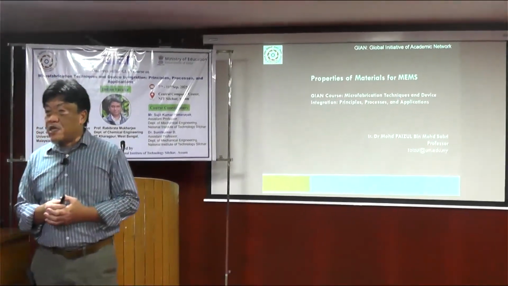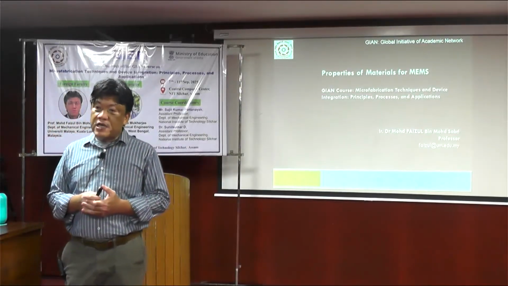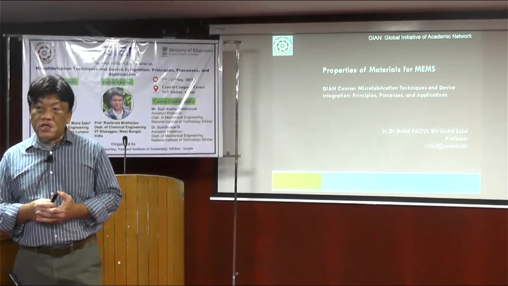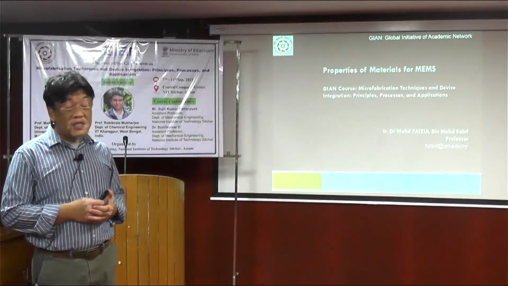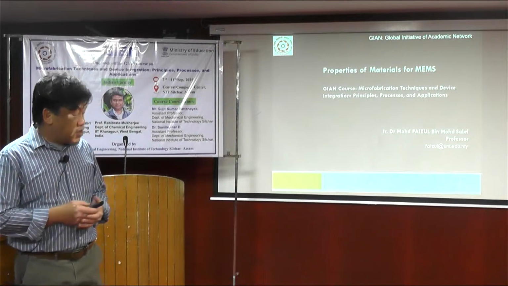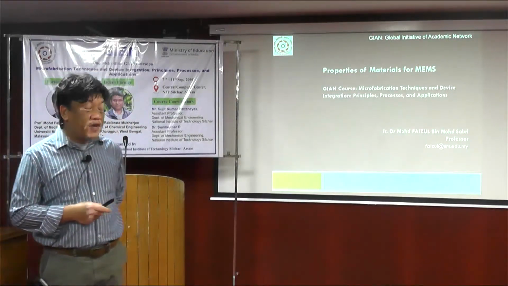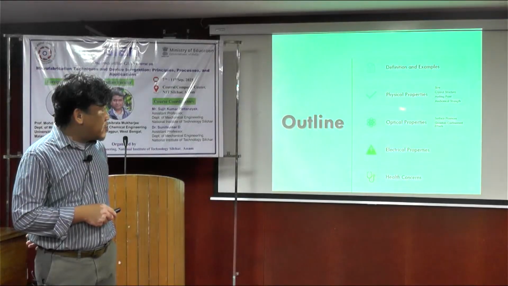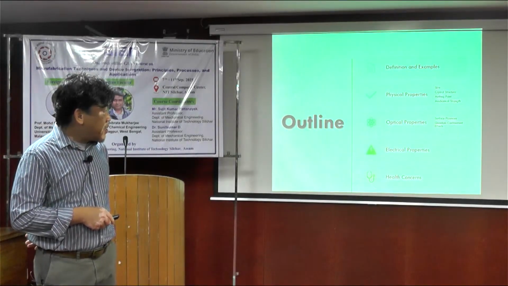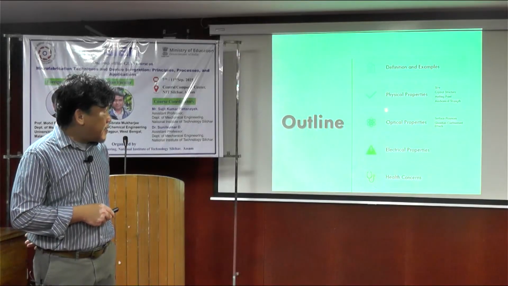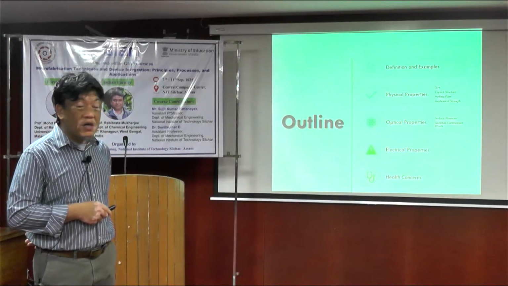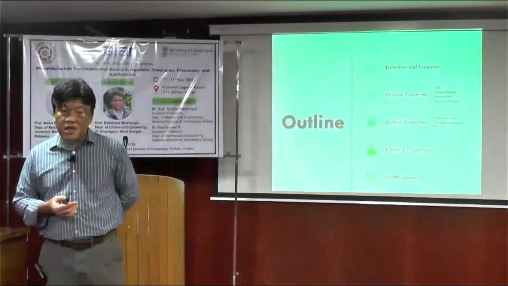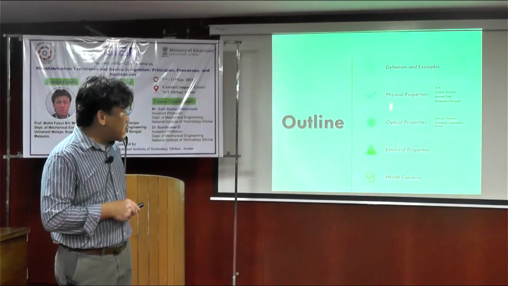As we know, MEMS has a different characteristic where at the small scale it behaves differently. So the selection and use of materials in MEMS will be crucial to make sure that the device will function as intended. We will look into the properties of the materials: firstly the definition and examples of the materials, then the physical properties, optical properties, electrical properties, and some concerns in health. And as we discussed in the previous lecture, when we make things small, the properties change. That is part of what we will look at today.